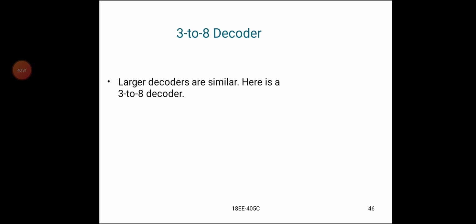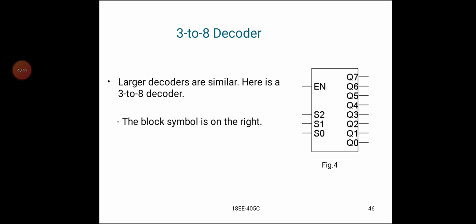3 to 8 decoder. Larger decoders are similar, hence here is a 3 to 8 decoder. The block symbol is on the right. It is having one enable input. 3 inputs are H0, S1 and S2. Then it is having 8 outputs from Q0 to Q7. Those are Q0, Q1, Q2, Q3, Q4, Q5, Q6, Q7.